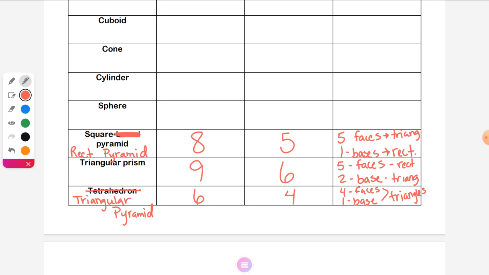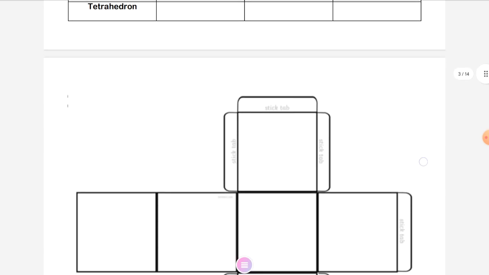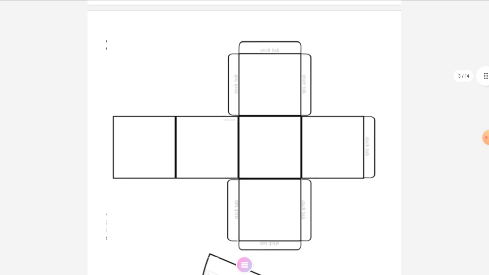Okay, what I'm going to do next, you don't have these next pages, I didn't print them. We're going to look at different nets and decide what shape it is.